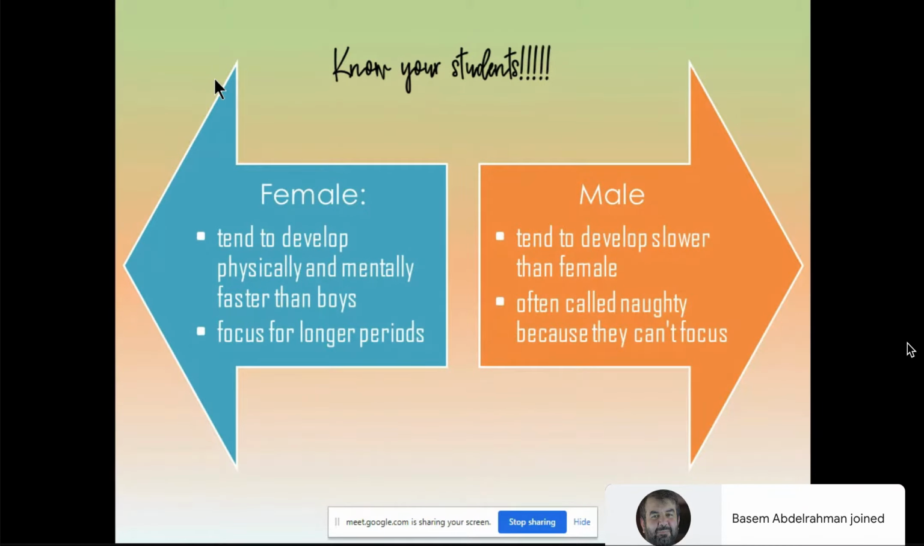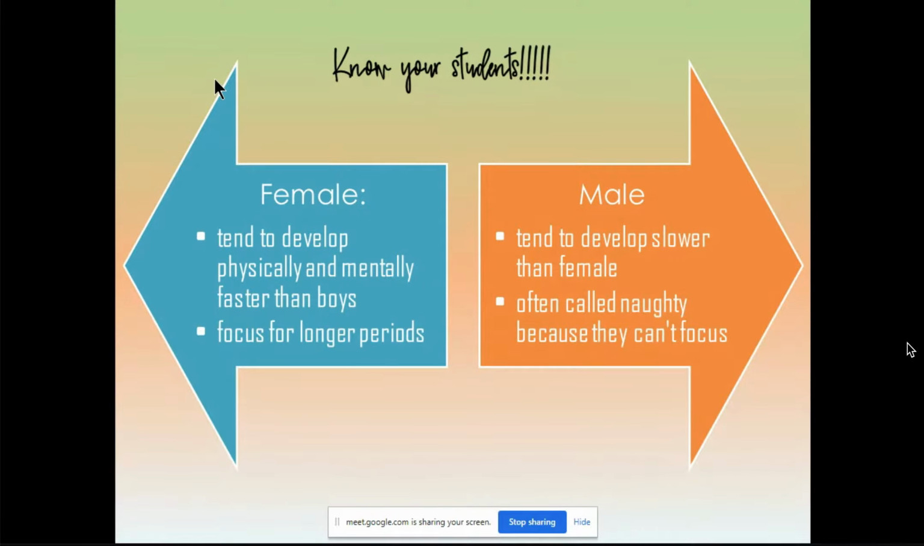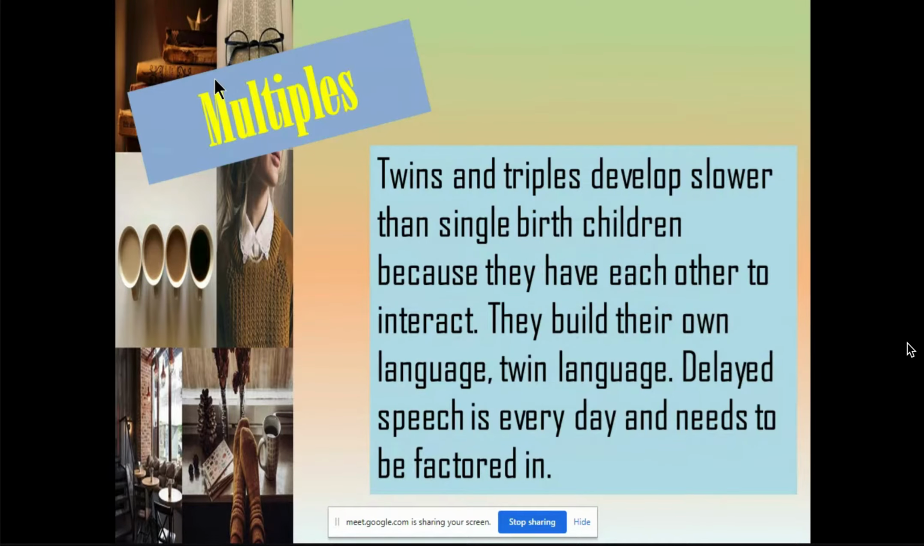Now, the first thing is you should know your students. Some females tend to develop physically and mentally faster than boys, and they focus for longer periods compared to boys. This is the reason why sometimes we always say that the female is prim and proper compared to boys. And that's the reason why most teachers find it hard to teach boys because they are curious, they do not have focus. So it depends.